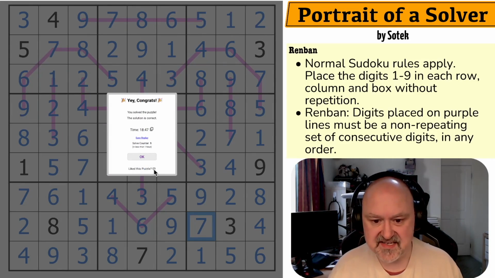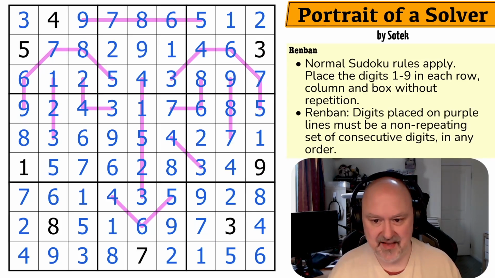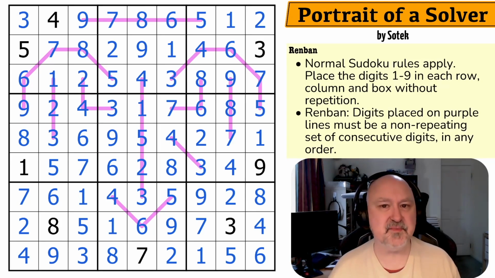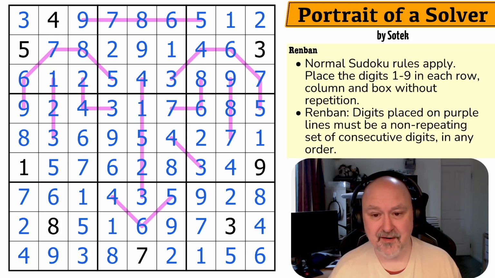18 minutes 47. That was a lot of fun. Solve counter. Considering I'm the person who had to put this into Sudoku Pad, that's perfectly reasonable that I'm the first person to solve it in Sudoku Pad. Sotek is someone who submits his puzzles in F-puzzles format, which is perfectly fine. That's okay. That's really cool. I like that one. That was really, really neat.